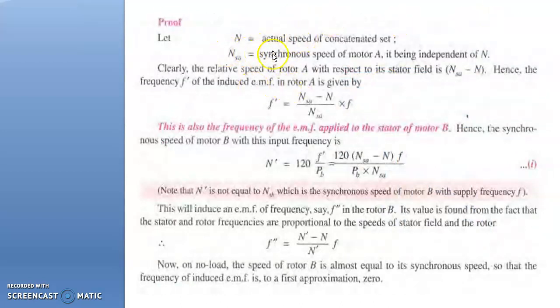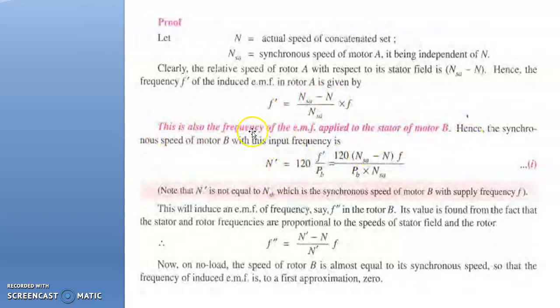You know N is the actual speed, NSA is the synchronous speed of motor A, and the slip speed is NSA minus N, so the rotor frequency is S into F, where S is NSA minus N by NSA. So S into F is the rotor frequency. Actually this is the rotor frequency of motor A, as well as the stator frequency of motor B.